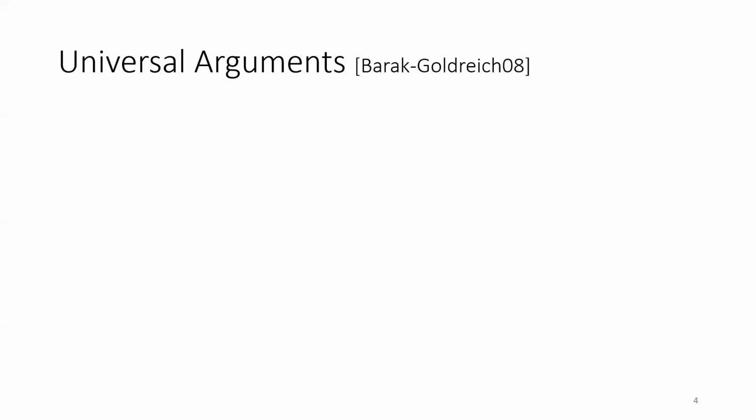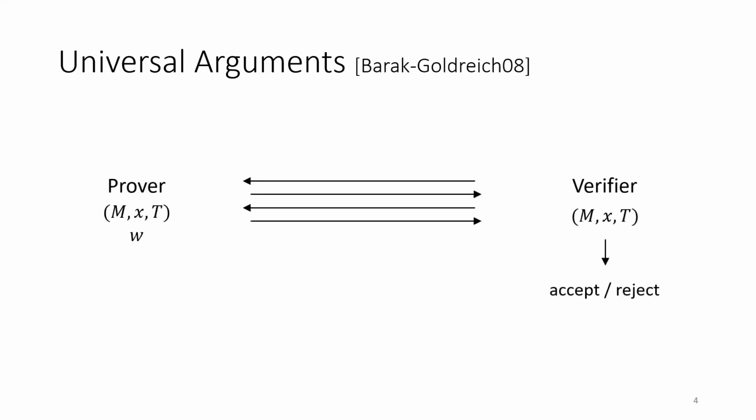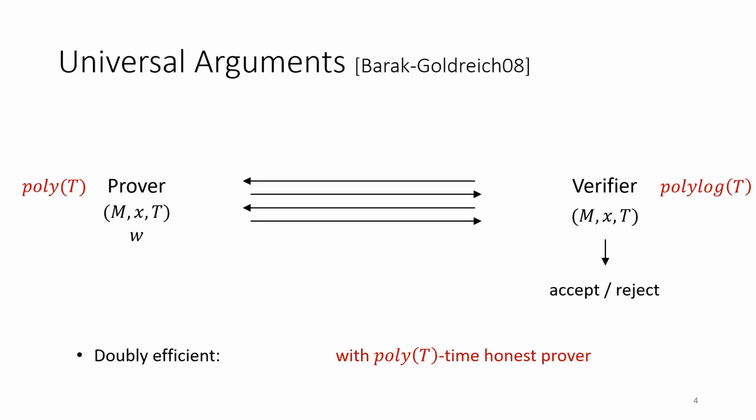So what is a universal argument? A universal argument is simply a succinct argument for the universal language. As you can see, this is the exact same image that we saw when talking about succinct arguments, only now the statement is an instance of the universal language, okay? It describes the computation M, X, T. And now, when I talk about double efficiency, I mean that the prover runs in polynomial time in T, which is enough for the prover to run the computation. And the verifier is succinct, it only runs in time logarithmic in T. And therefore, it needs the help of the prover in order to run the computation.